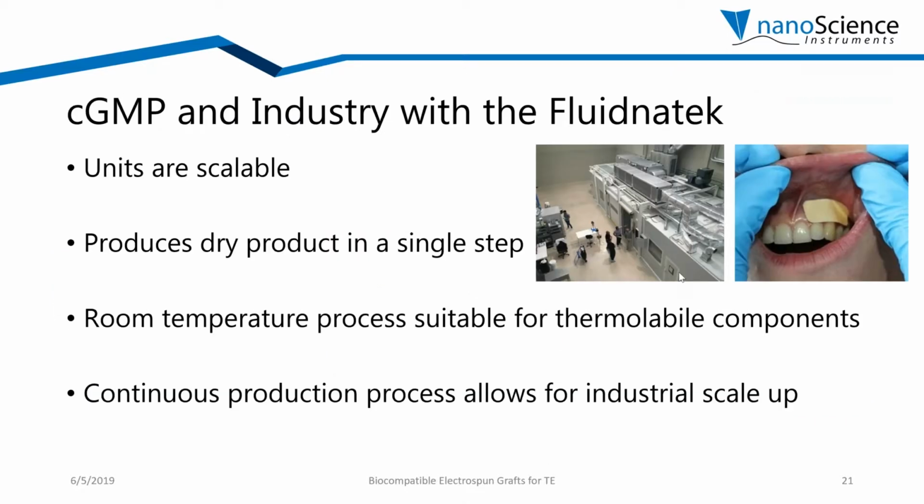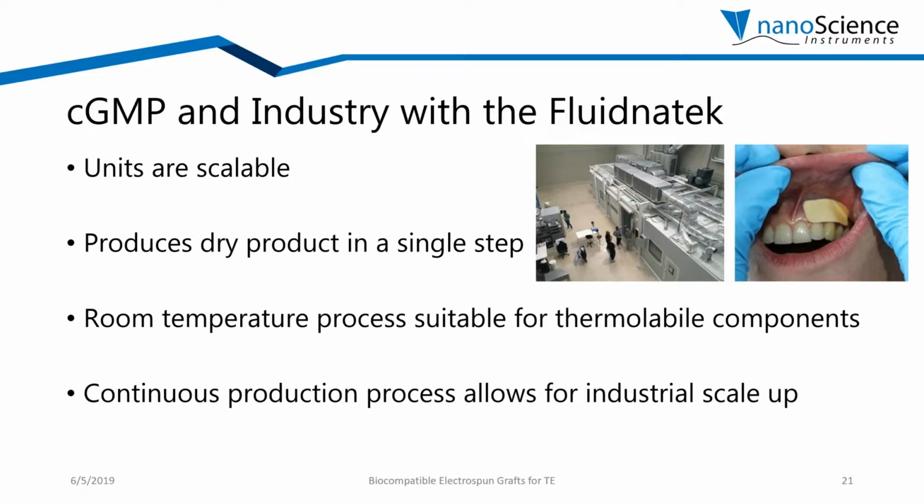Since the electrospinning technique is a scalable process, we can easily increase the number of spinning heads along with the size of the machine, and this will also increase the production rate all the way to an industrial scale. Another important aspect about this technology is that it can produce a dry product, as I mentioned before, in a single step, which is really crucial, especially when you're using organic solvents.